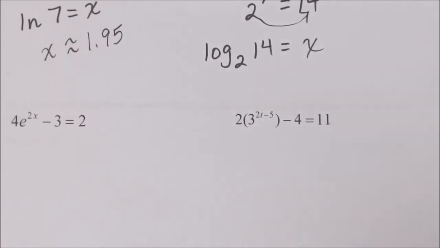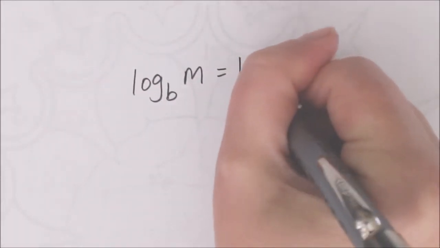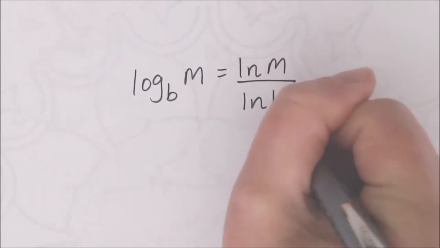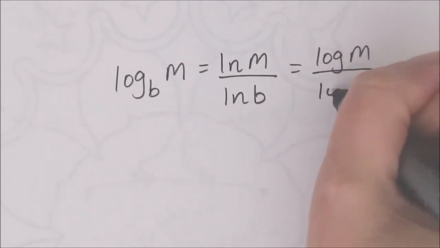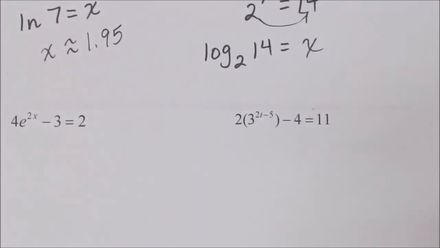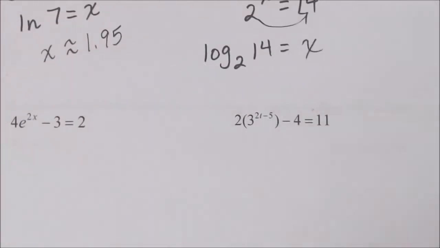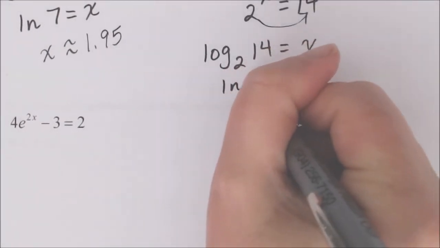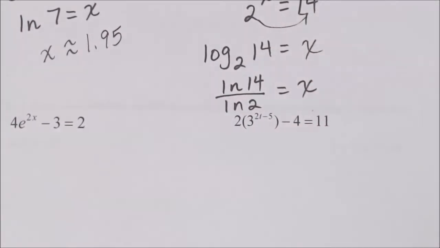Now, in my math lab, they may ask you to write this using natural logarithms or common log. So as a natural log, remember the change of base formula we had in the last section. Log base b of n is equal to the natural log of n divided by the natural log of b. You could also write it as the common log of n divided by the common log of b. If I were to apply that here, make sure you see what's going on. The base goes on the bottom, so we'll have the natural log of 14 divided by the natural log of 2. That's what our x is equal to.